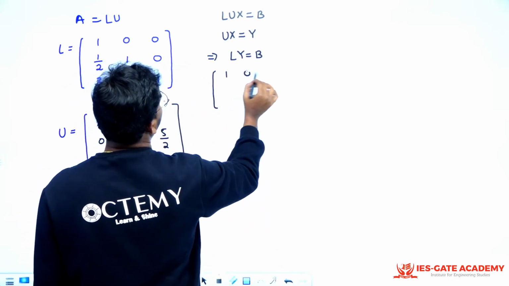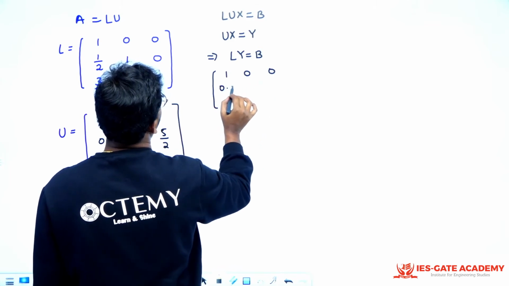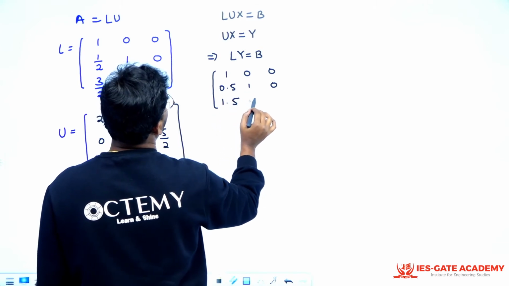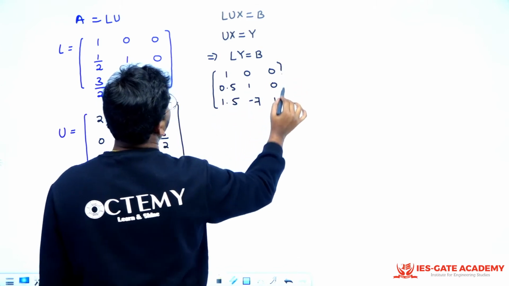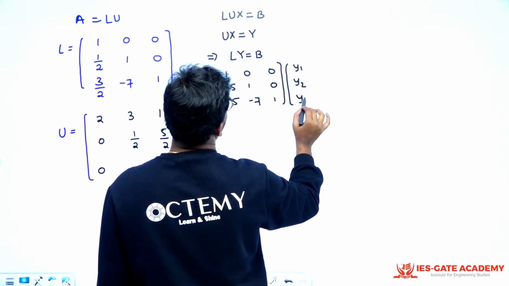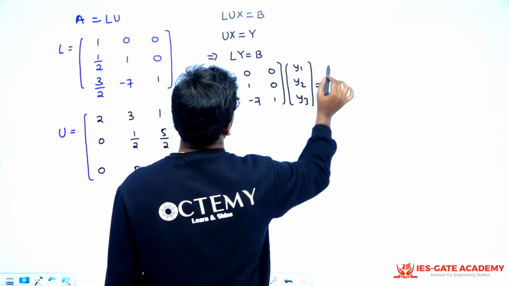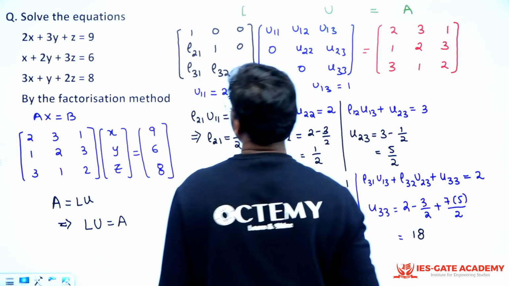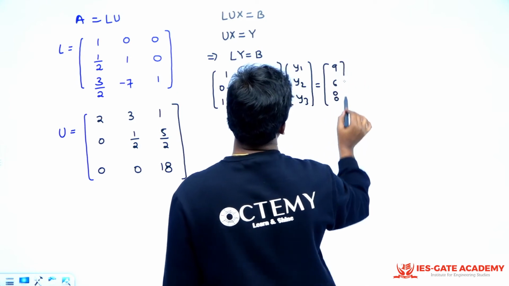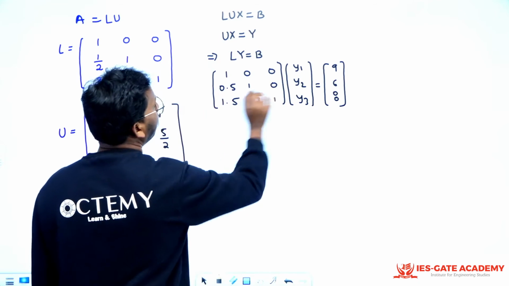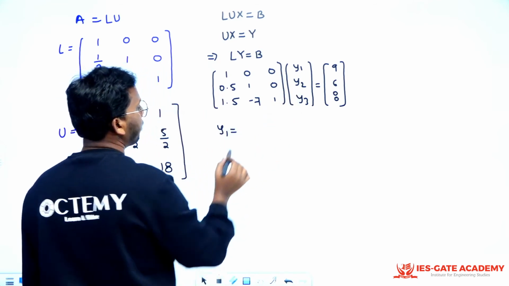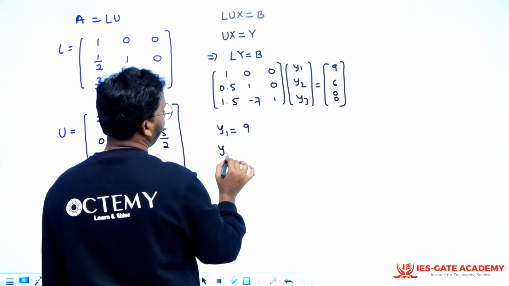So 1, 0, 0, 0.5, 1, 0, 1.5, minus 7, 1. Here you have Y1, Y2, Y3 is equal to, what is your B? Your B is 9, 6, 8. First we have to find your Y1, Y2, Y3. So from here if you find Y1, your Y1 will be equal to 9. Very good.